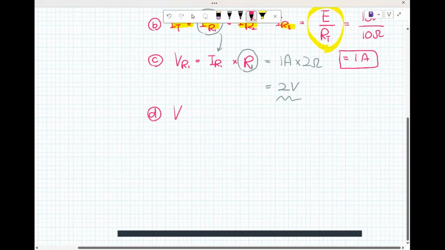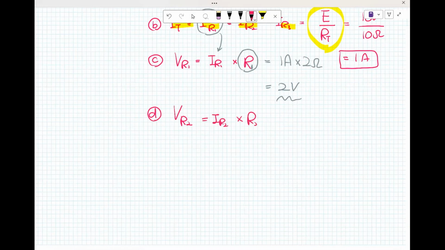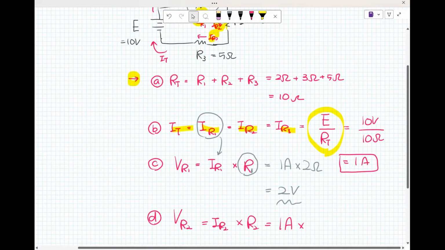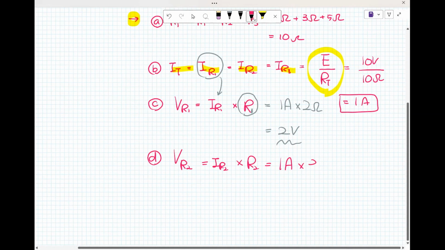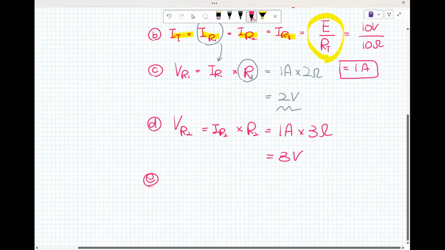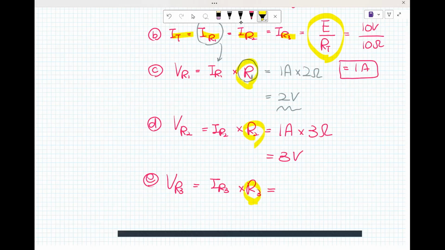And V sub R sub 2 is I sub R sub 2 times R sub 2. That is 1 amp multiplied by 3 ohm, so 3 voltage. And V sub R sub 3 is I sub R sub 3 times R sub 3. That is 1 amp multiplied by 5 ohm, 5 voltage.